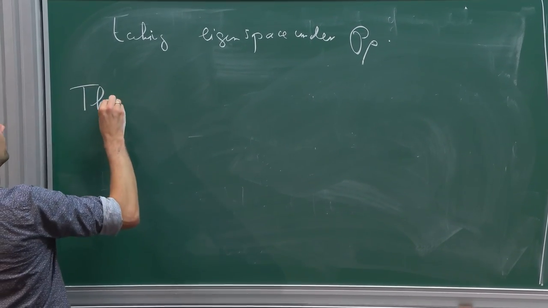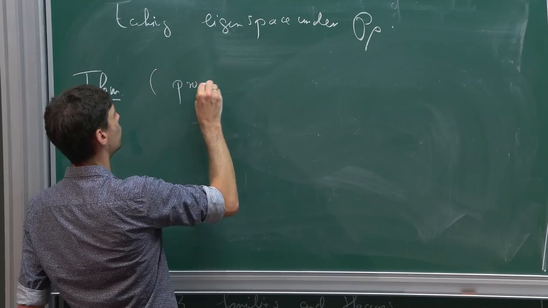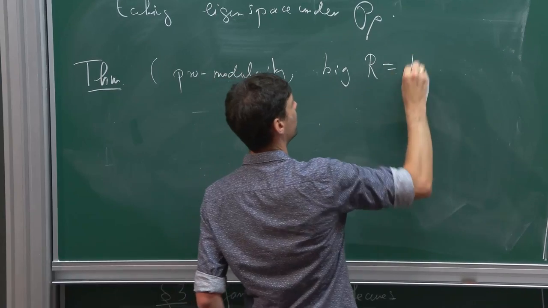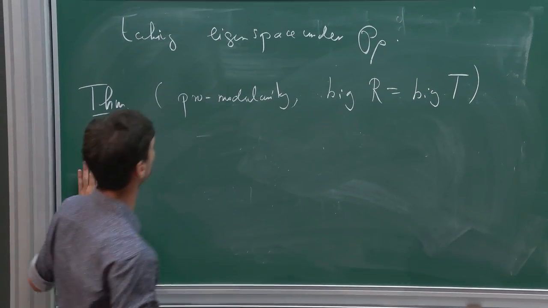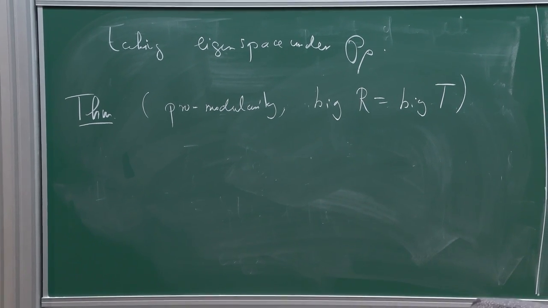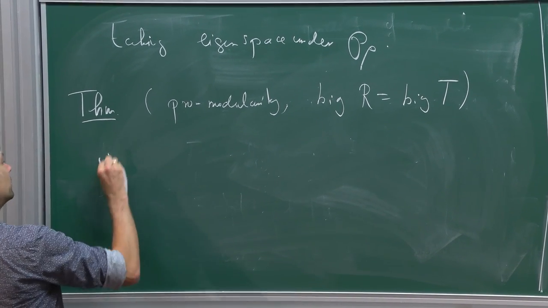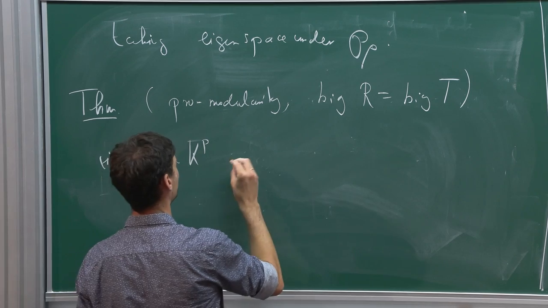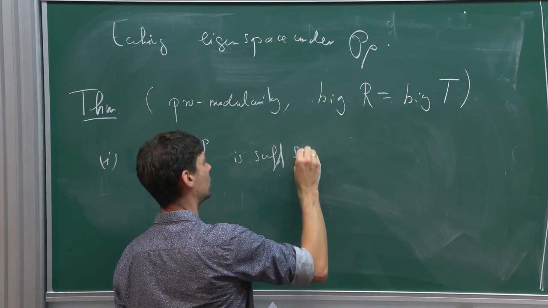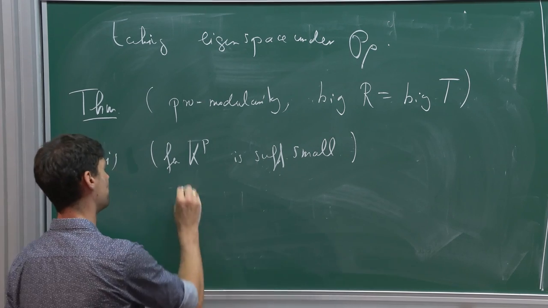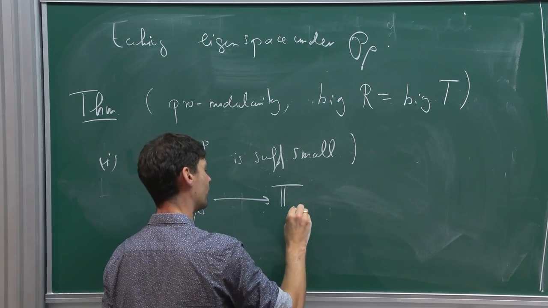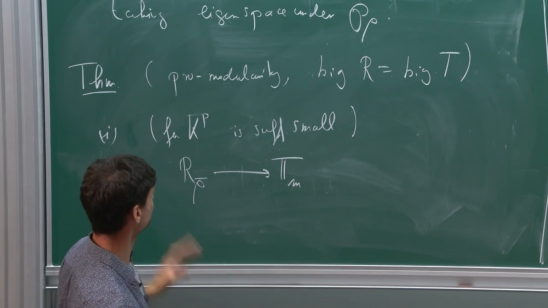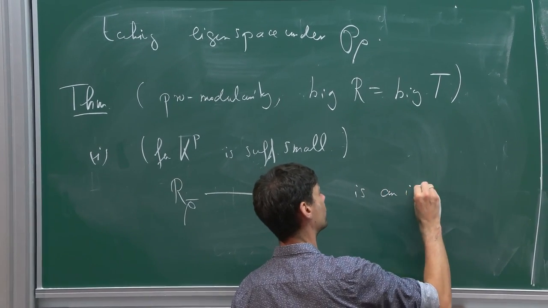This is the following theorem that one might call poor man's modularity, or sometimes it's also called big R equals big T. There are maybe two different statements. Let's assume that Kp is sufficiently small. Then the map from this Galois deformation ring to this big Hecke algebra is an isomorphism.